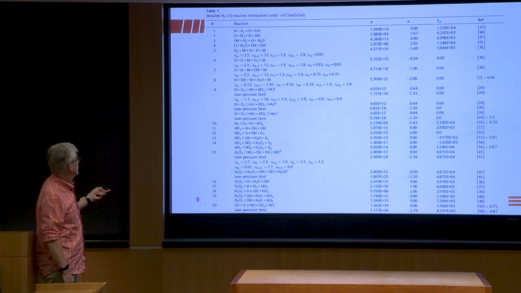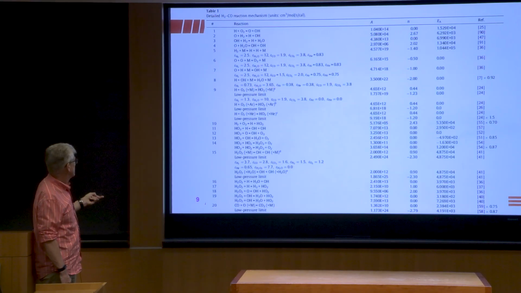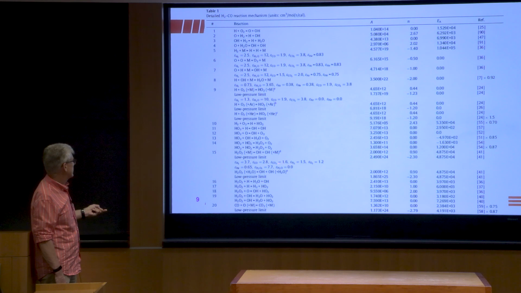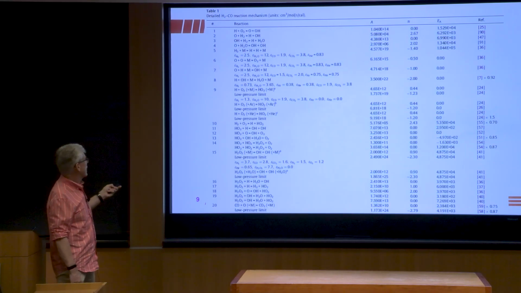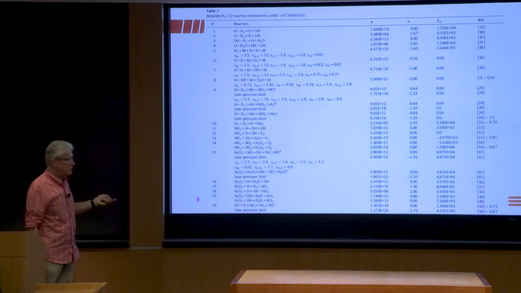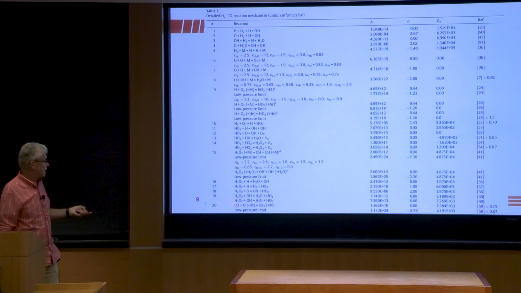But you can see we have the low pressure limit, we have third body efficiencies, and we have Troe fall-off and so on included in this mechanism. But it comprises 20 reactions for syngas, and here's the one, CO plus O gives CO2.